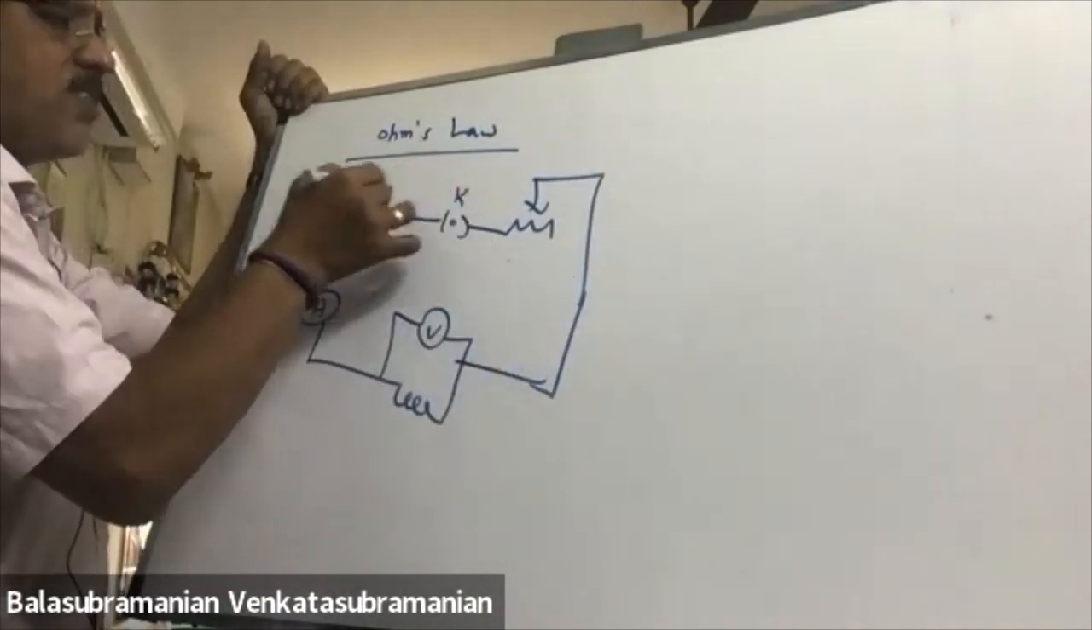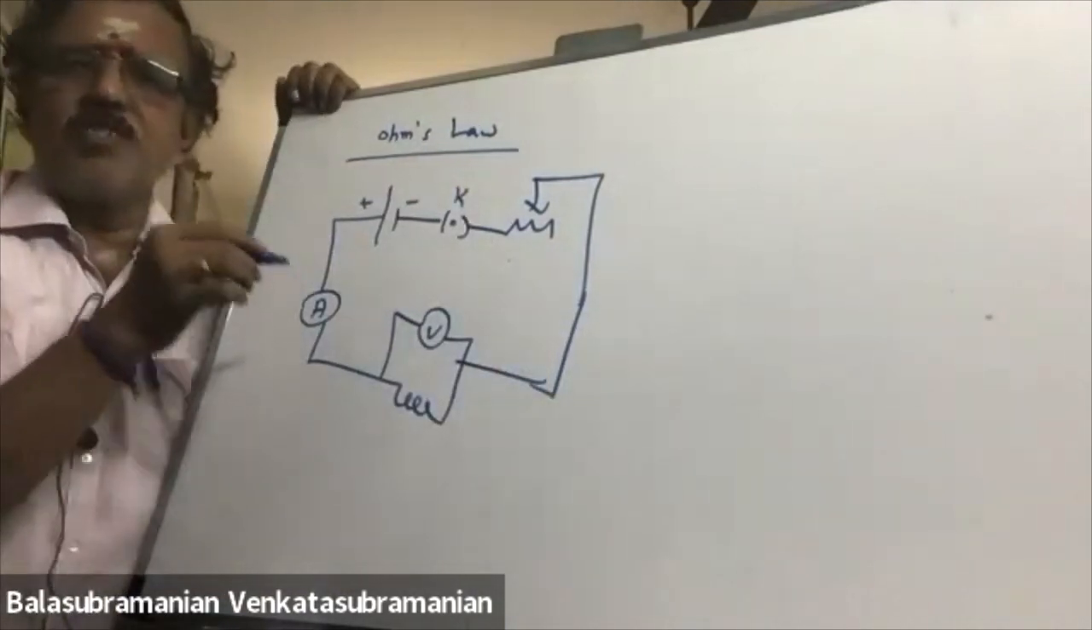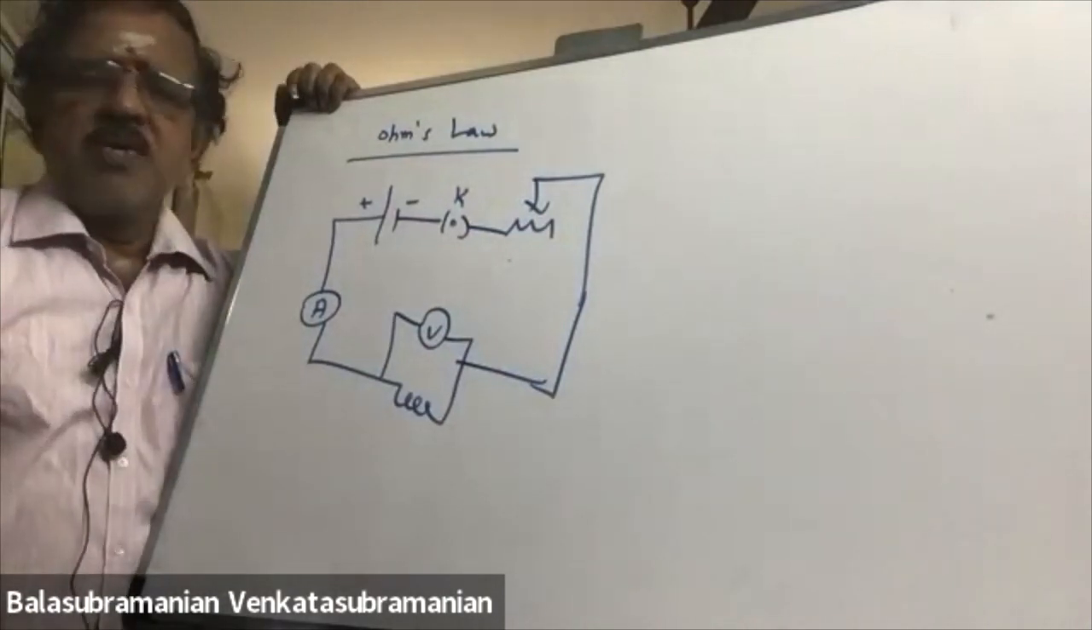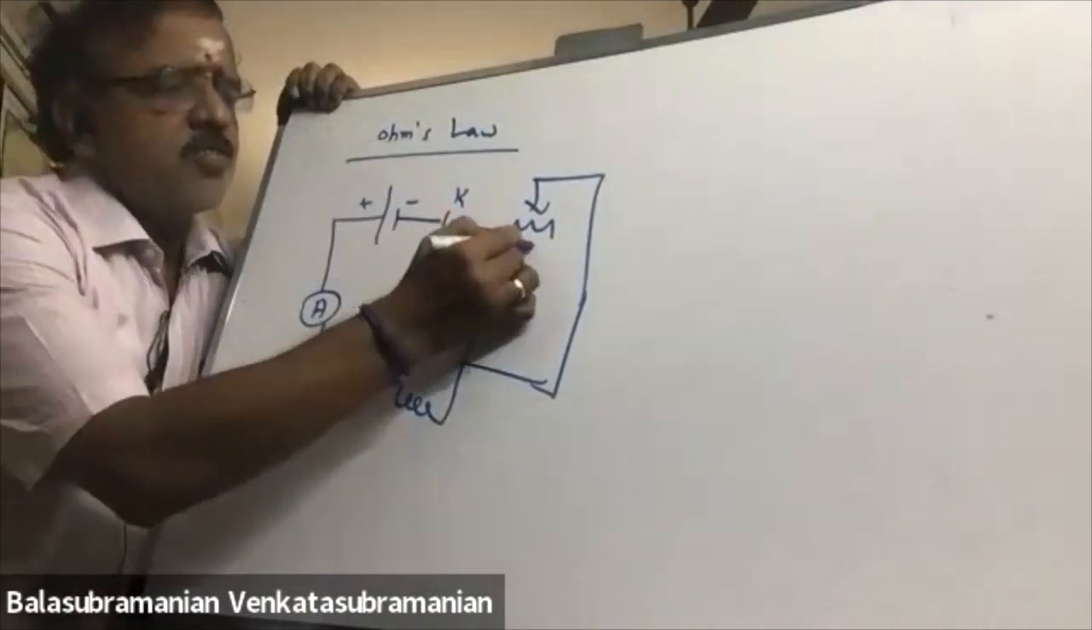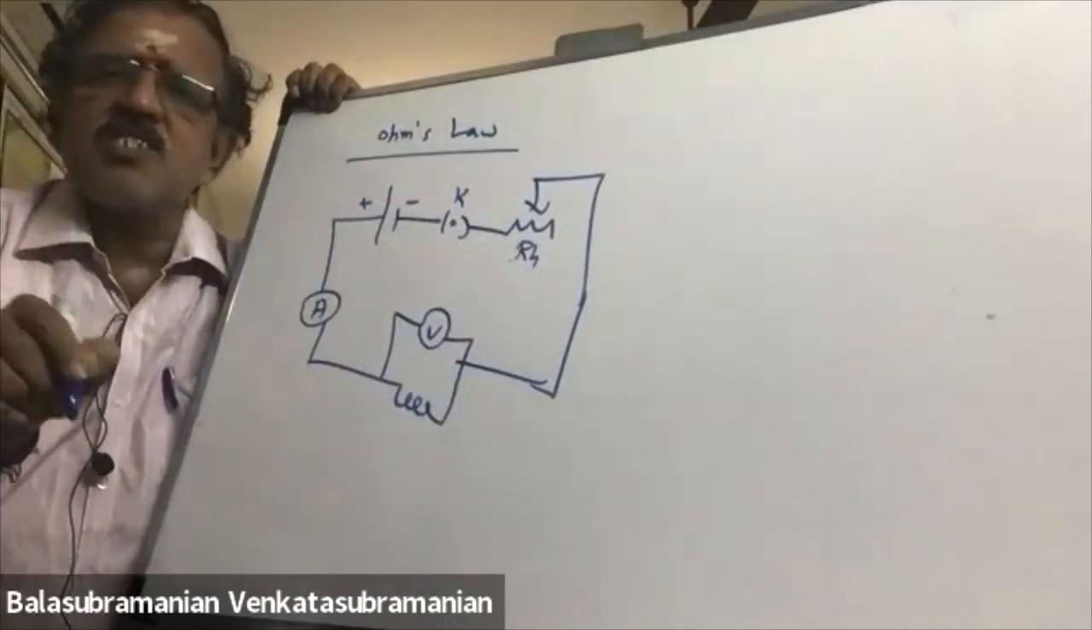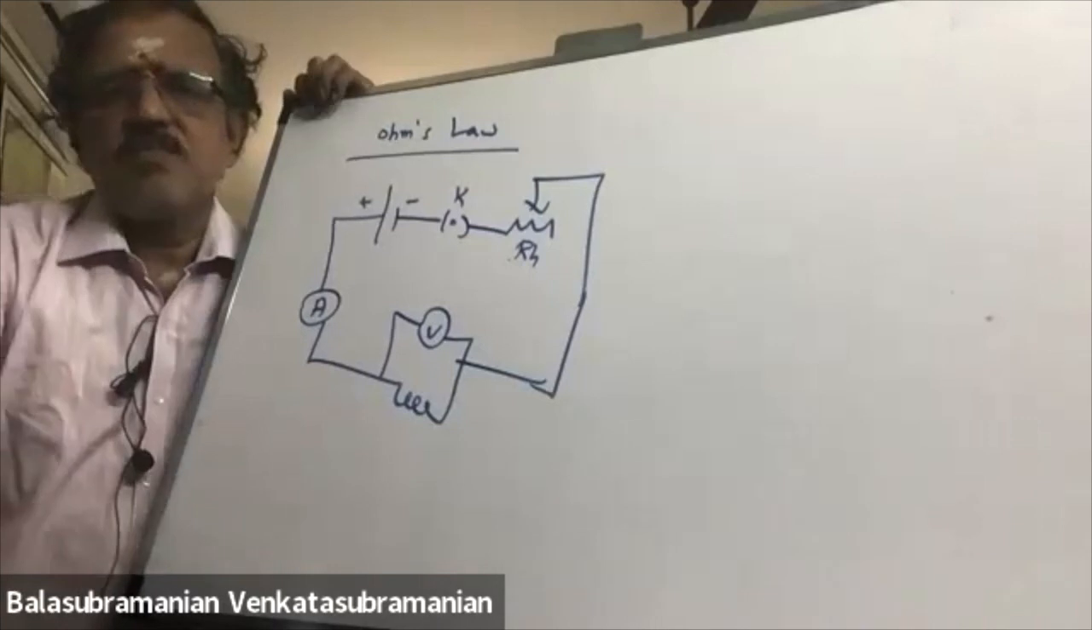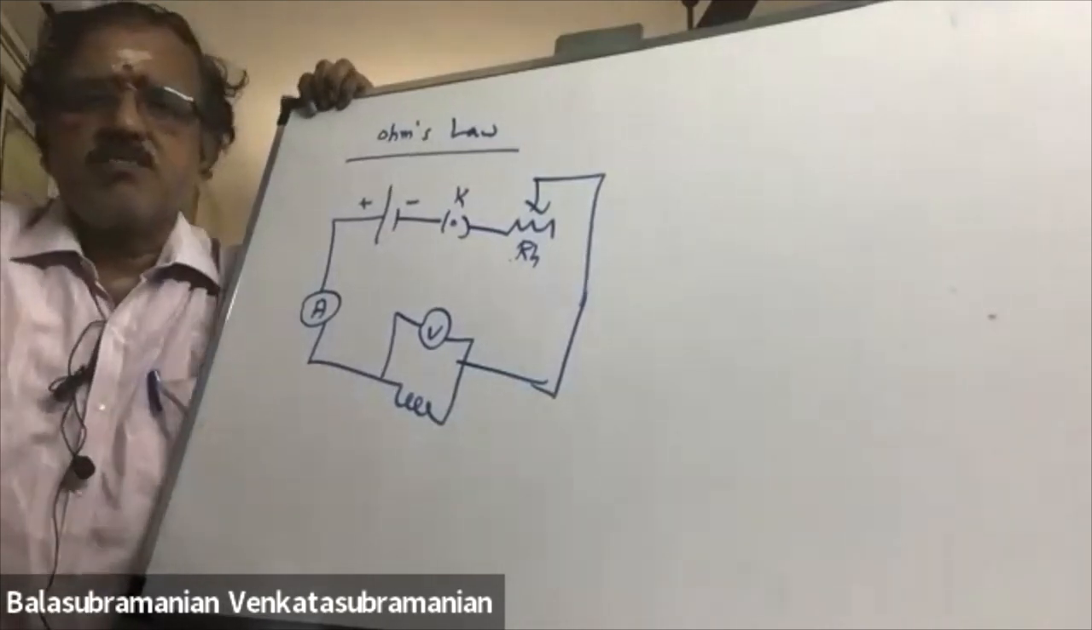Key, plus minus, say 2 volts or 4 volts battery are using. Sir, resistance is different. This is called rheostat. Variable resistance, we call it as rheostat.